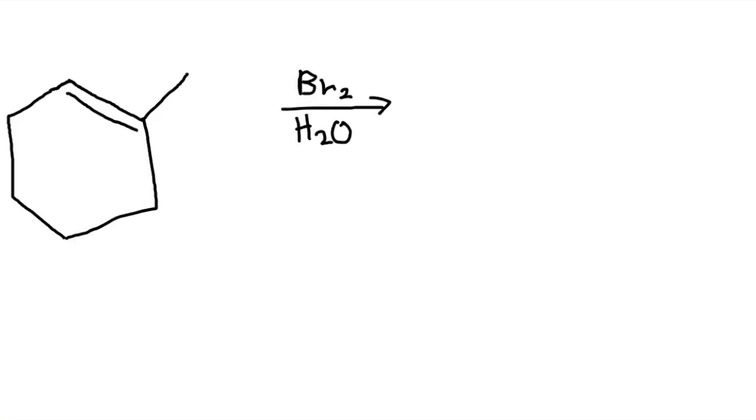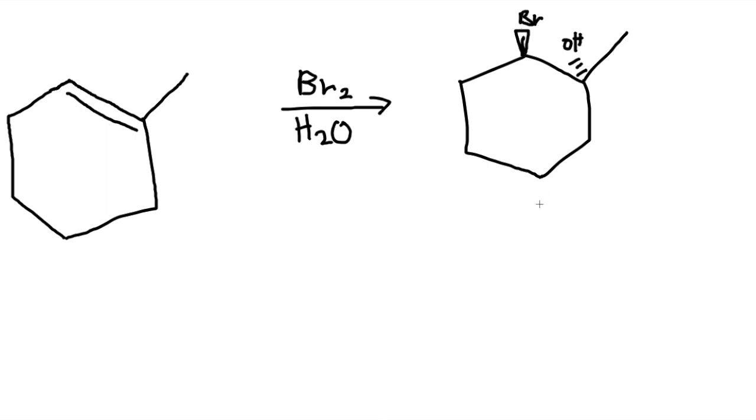Next, if we have this structure, we redraw the molecule. And we said that the OH would go on the carbon that has the most substituents. So in this case, it would be over here. And then Br would be on the carbon that has the least amount of substituents. So over here. Then we draw an enantiomer. And so you would know that halohydrin is always an anti-addition.